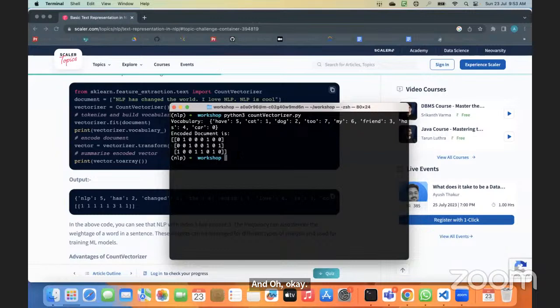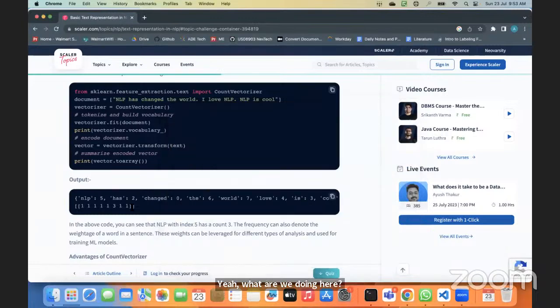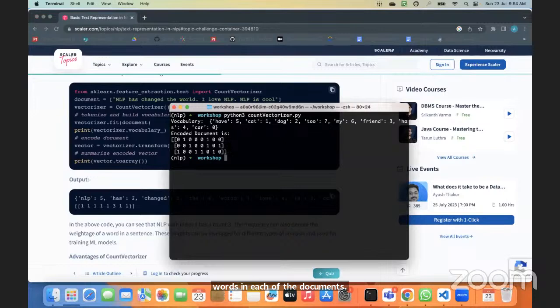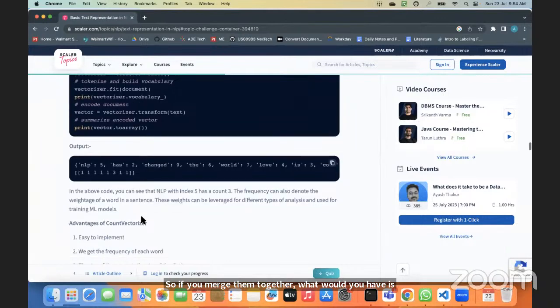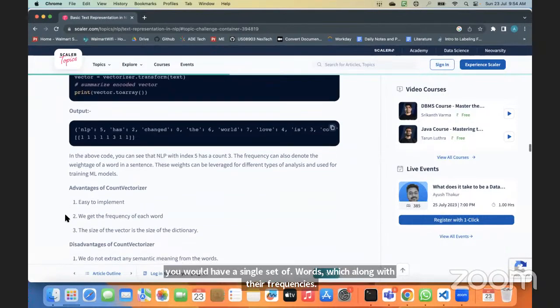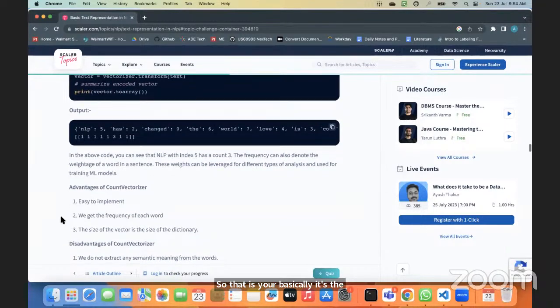What are we doing here? We are getting a similar type of list, which basically gives the frequencies of the words in each of the documents. Here it's considered as one document because it's one sentence, but in my case it was 3 sentences, so it's considered as 3 documents. If you merge them together, you would have a single set of words along with their frequencies. That is basically the term frequency, nothing more.